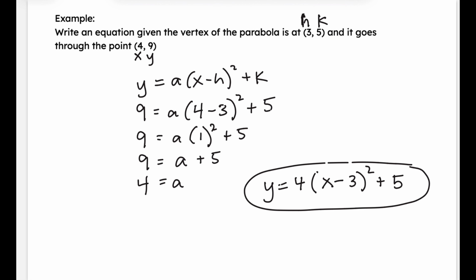If I wanted to put that into standard form, I could multiply out the (x minus 3) times (x minus 3), distribute that, then multiply the 4 into that, and then add the 5 to simplify.